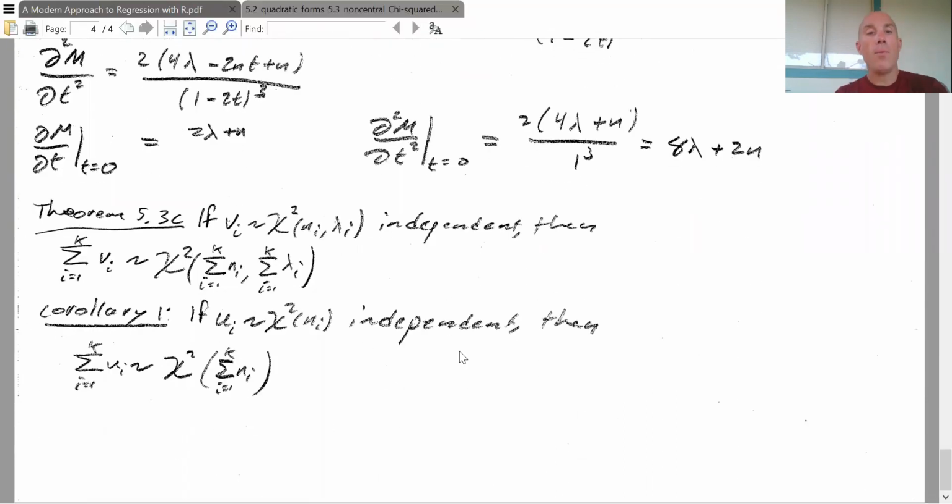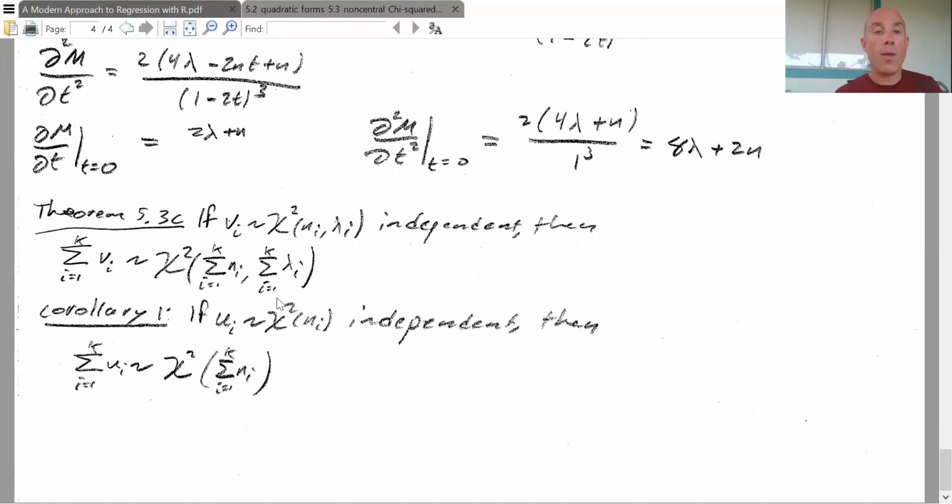All right, so now here, this is just talking about the additive property of chi-square distributions. If v sub i is a non-central chi-square distribution with n sub i degrees of freedom and lambda i non-centrality parameter, and we have independence, that's important, then the sum of the v's is going to be a chi-square distribution where the degrees of freedom is the sum of the degrees of freedom. The non-centrality parameter is the sum of the non-centrality parameters.